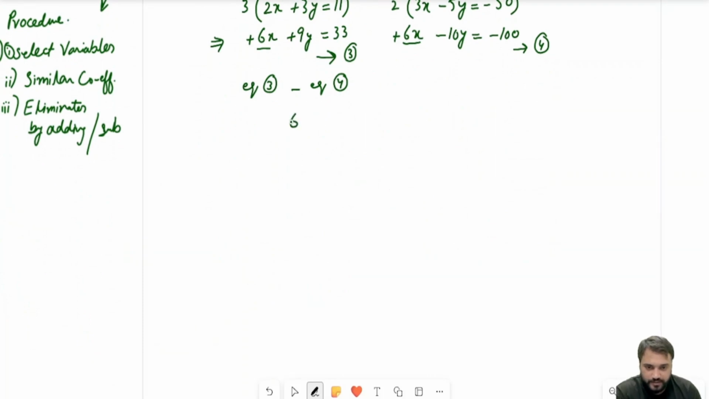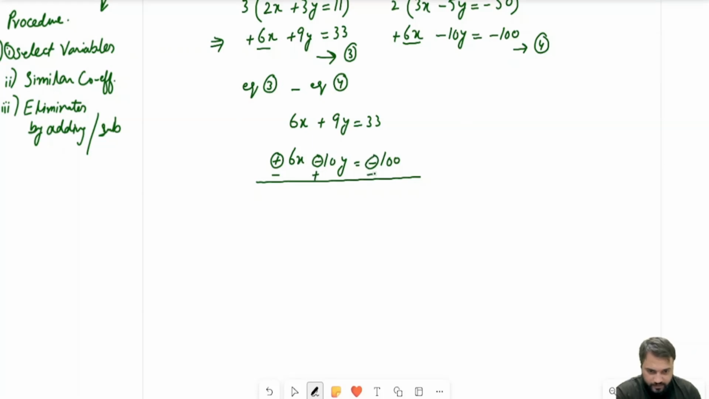First, equation 3: 6x plus 9y is equal to 33. After that, equation 4: 6x minus 10y is equal to minus 100. When we subtract, we change the sign. The sign of this 6x will be negative, this will be positive, and this is also positive. The positive 6x cancels the negative 6x. We have plus 9y plus 10y, that makes 19y.